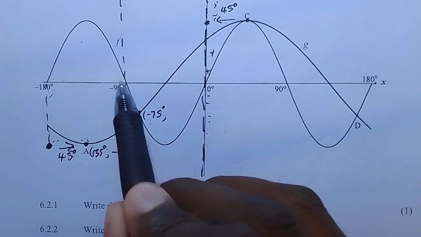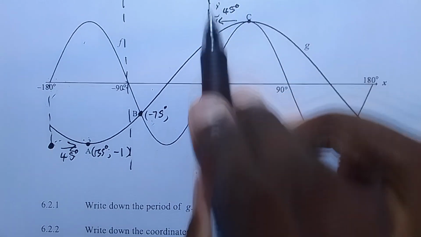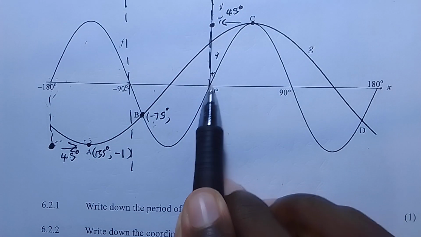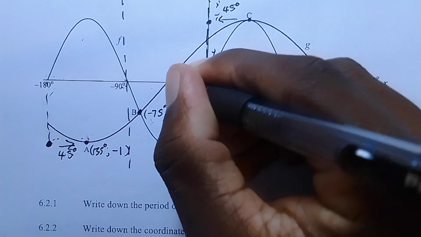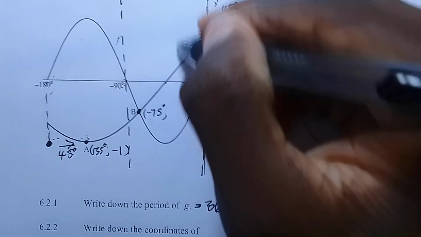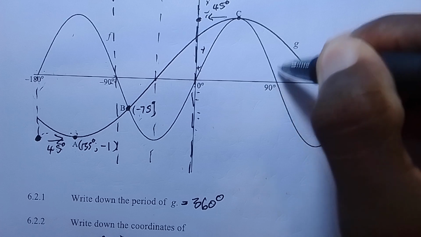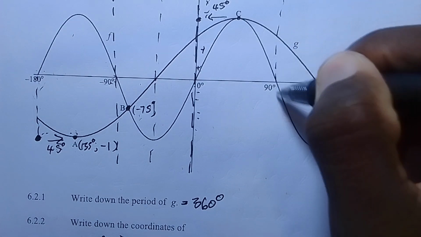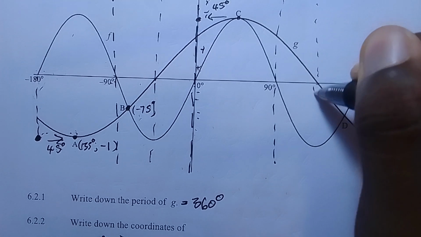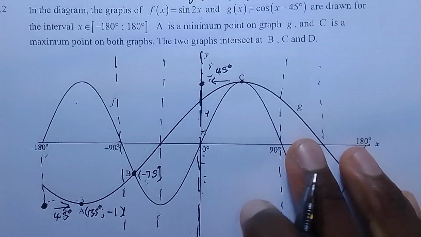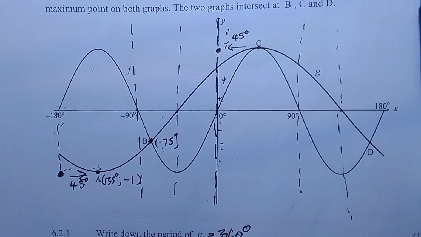This is where G cuts the x-axis, therefore I put a line there. I put a dotted line here too, where F cuts the x-axis once again. Here G cuts the x-axis, and therefore we should put a line there too. Here F cuts the x-axis once again, and here G cuts the x-axis. You put lines everywhere where functions cut the x-axis. Now let us use our analysis.